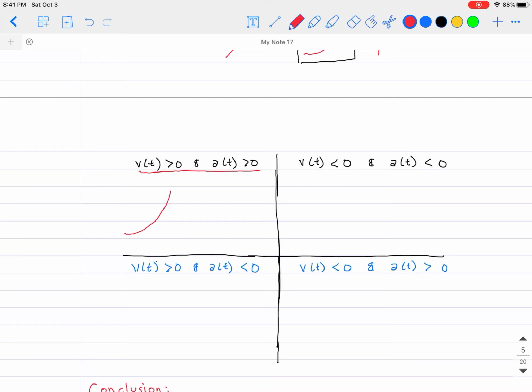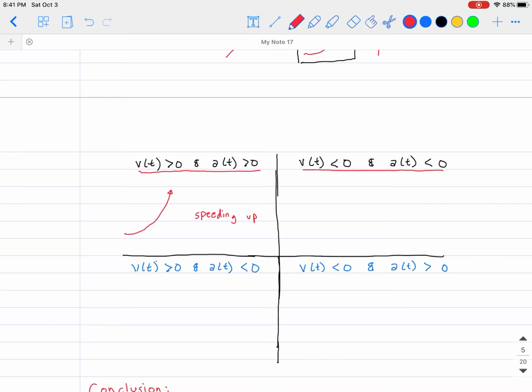In the first case, we have velocity greater than 0 and acceleration greater than 0. As we said graphically, that looks something like this. You're going to be increasing and speeding up, because you're going to get going faster and faster. It's like saying that your slope is increasing and the rate of your slope is also increasing. So you're just going to be moving up really fast.